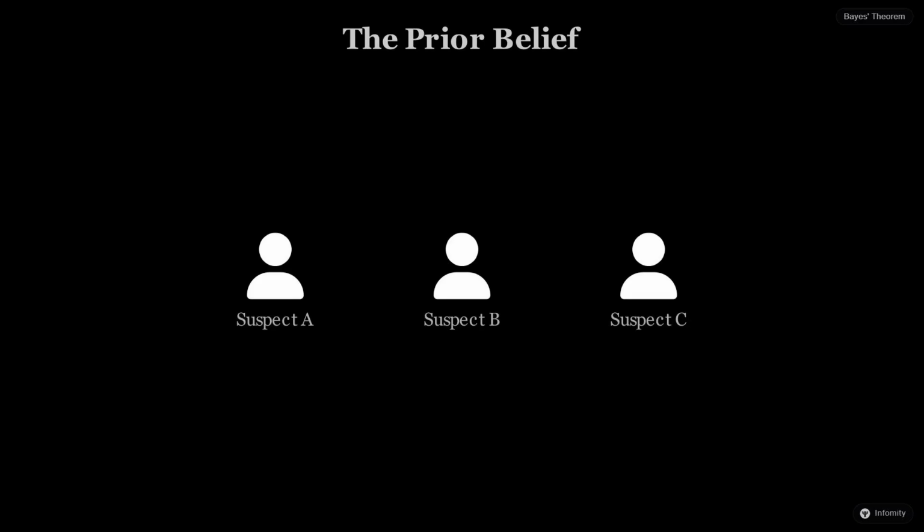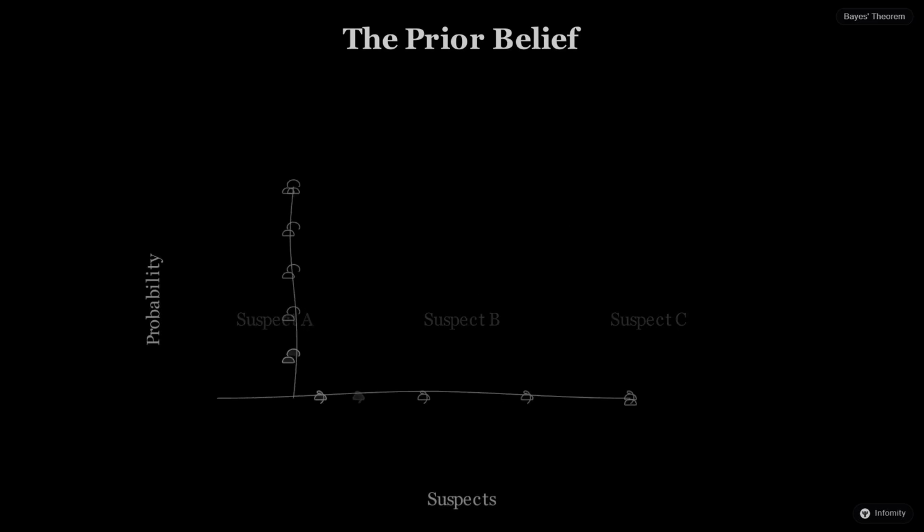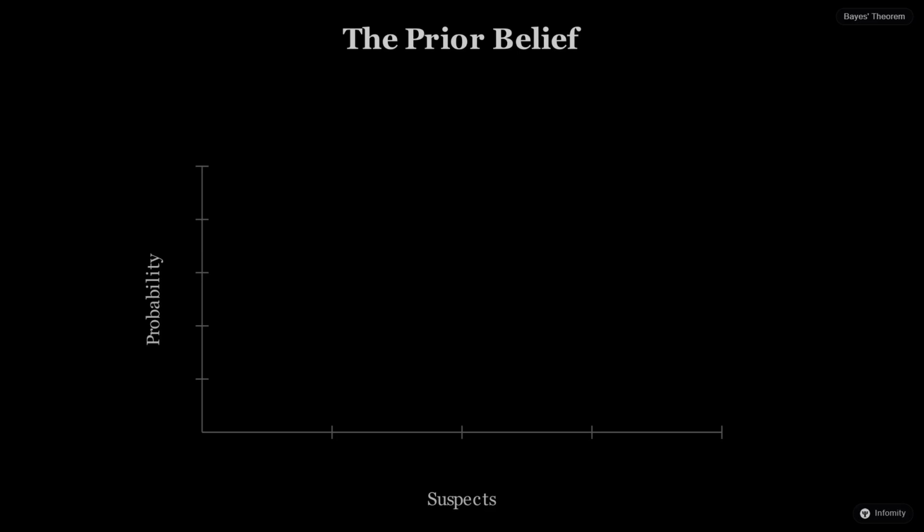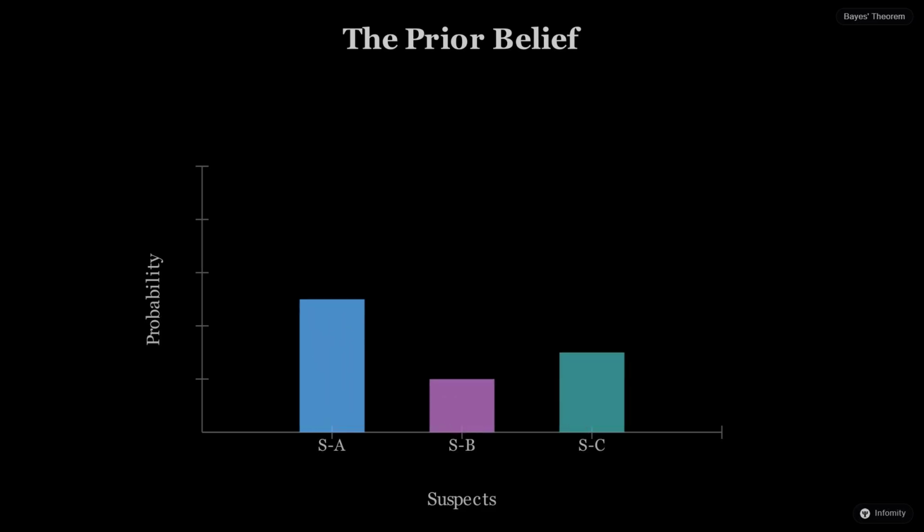Every investigation starts with a prior belief. In our detective story, this is the probability we assign to a suspect before we even step into the room. Yes, if we know suspect A has a history of similar crimes, their bar might be higher than the others. This set of initial probabilities is called the prior. It represents our state of knowledge before any new evidence is considered.